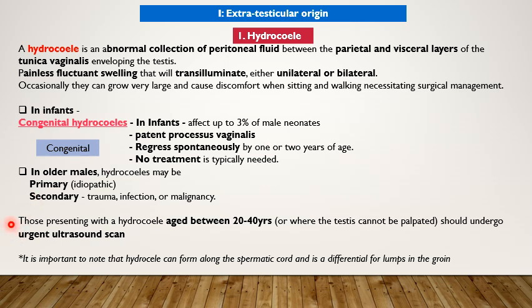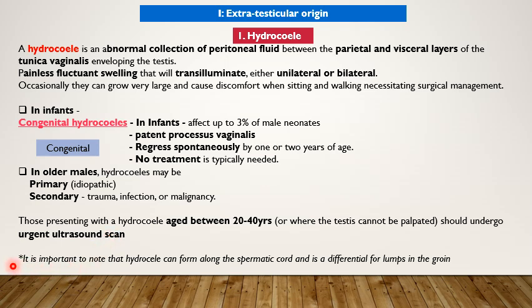Those patients presenting with a hydrocele between 20 to 40 years, or where the testis cannot be palpated, should undergo urgent ultrasound scan. Okay, it's very important when you palpate the scrotum, you must be able to feel the testis apart from the hydrocele. But if the hydrocele is big, then you may not be able to feel the testis. So you may want to do an ultrasound scan.